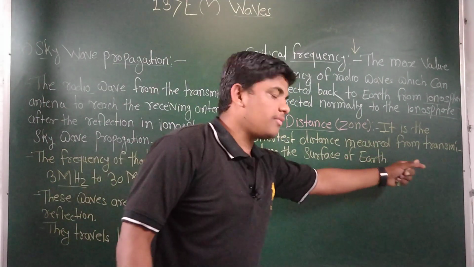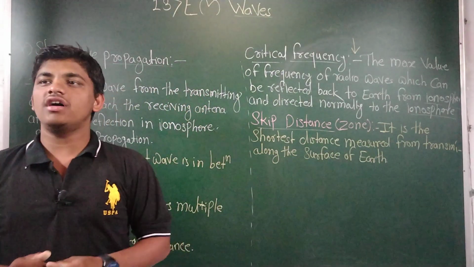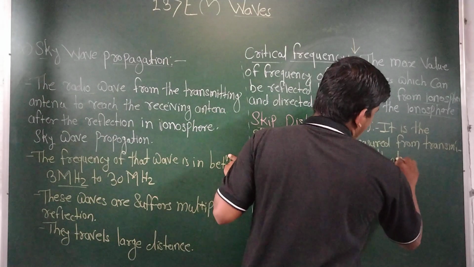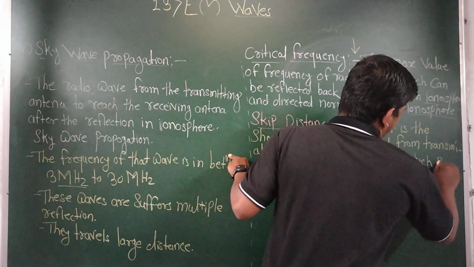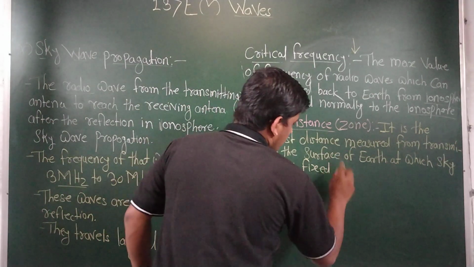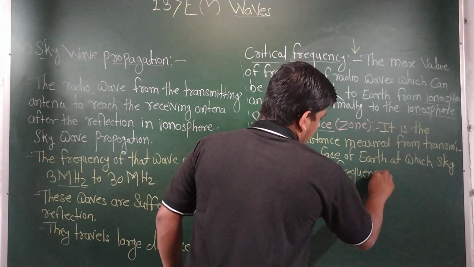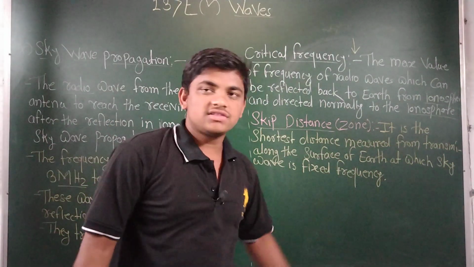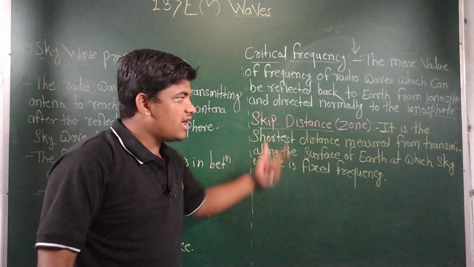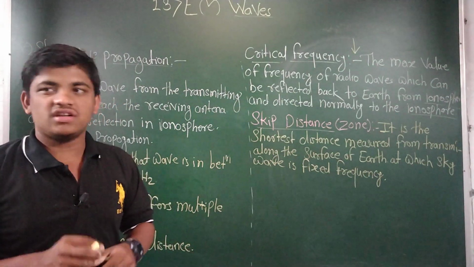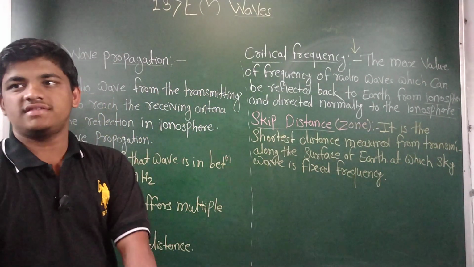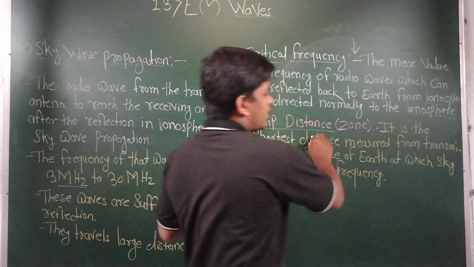It is the shortest distance from the transmitter, and it is measured along the surface of the earth, at which the sky wave of a fixed frequency, which may be greater than 30 megahertz, will be returned to the earth surface. We measure it at the point where the wave returns to the earth. Below that, no sky waves return to the earth surface.